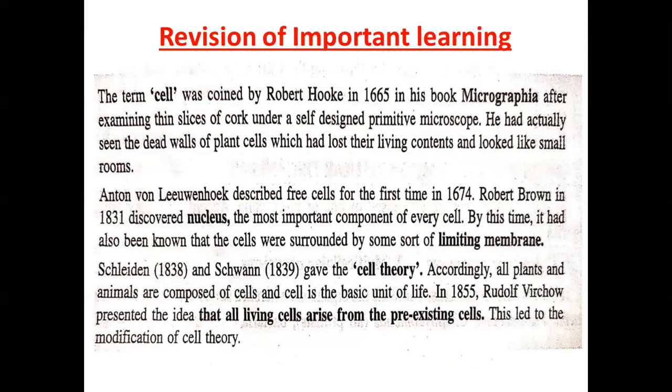Robert Brown in the year 1831 discovered the nucleus, the most important component of every cell. By this time, it had also been known that the cells were surrounded by some sort of limiting membrane. Schleiden and Schwann gave the cell theory. Accordingly, all plants and animals are composed of cells and the cell is the basic unit of life.